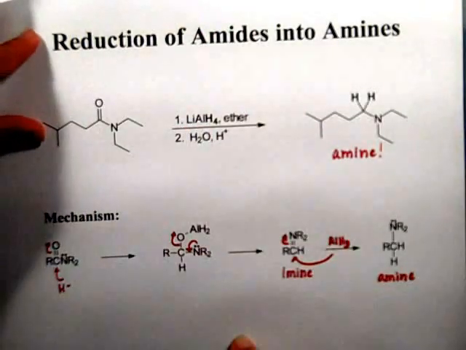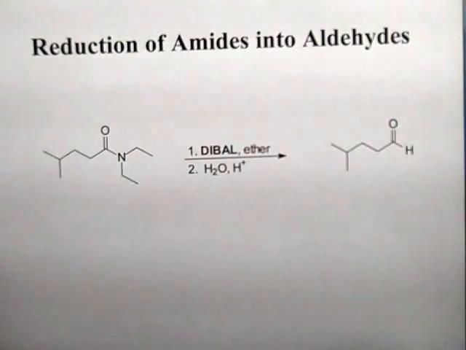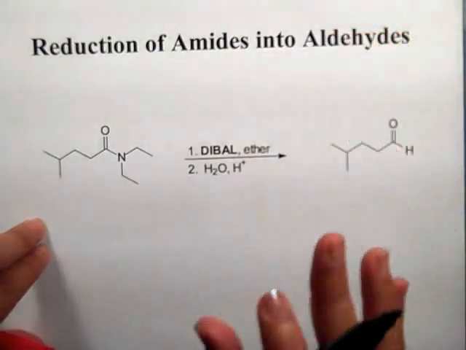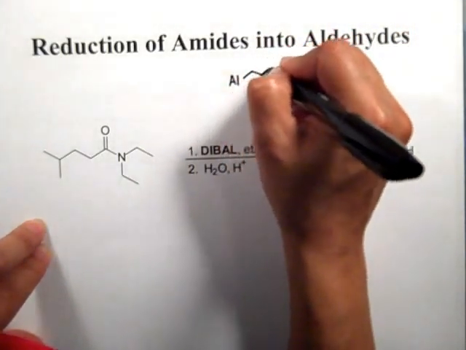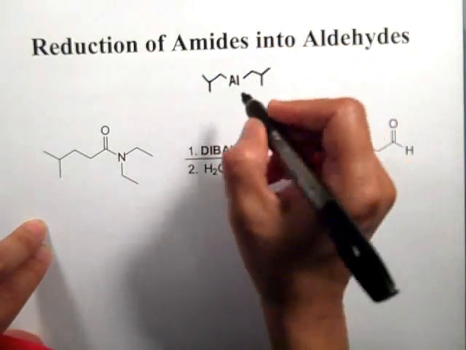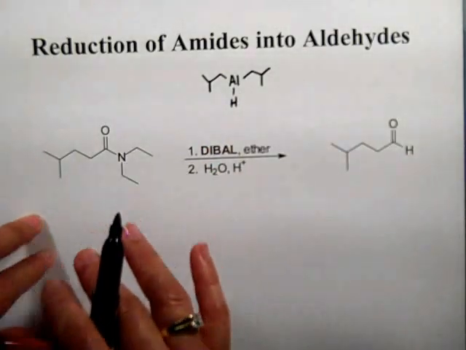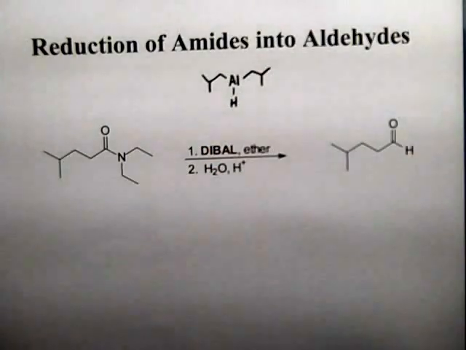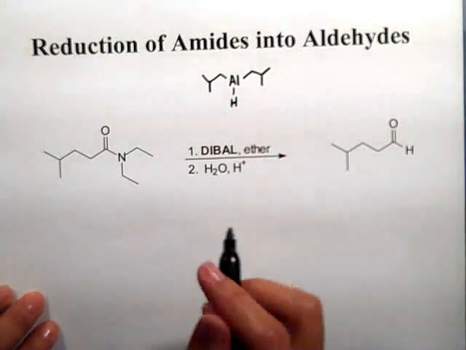What happens if we use DIBAL? How many hydrides are in DIBAL? DIBAL, if you remember the structure of DIBAL, diisobutyl aluminum hydride, has only 1 hydride. Just 1. That's it. So we're going to actually have to do the mechanism for this one because it's going to give us a little bit of a difference.